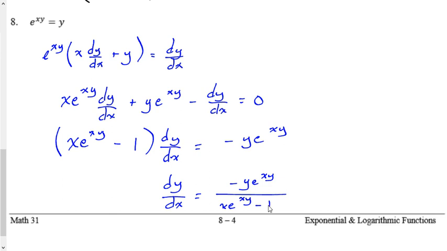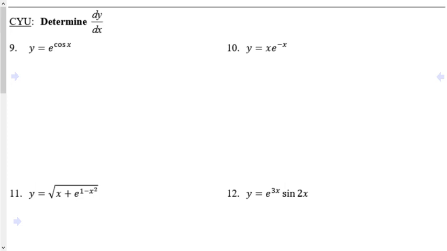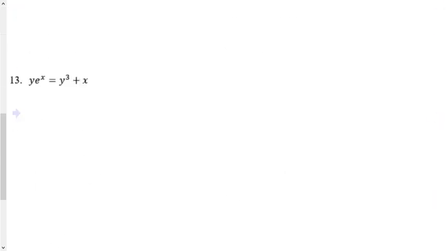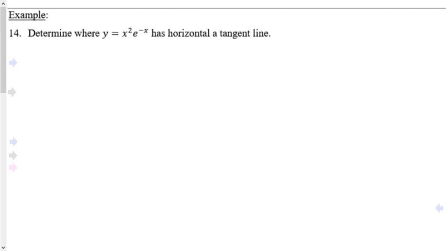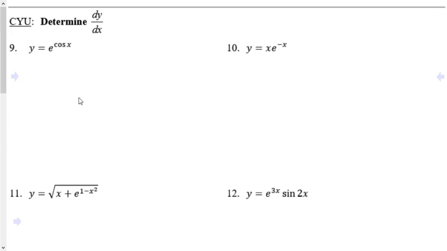The next page, I think, will get us into some check your understanding questions. So why don't you pause the video at this point. Let's see what we have. All check your understanding on this page, and then we'll have another example on the next page. So pause the video here, restart once you've finished the questions on this page.